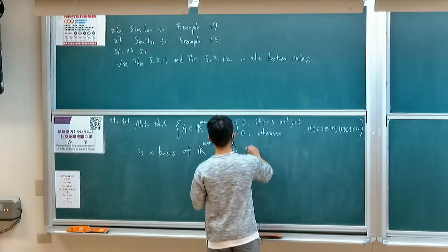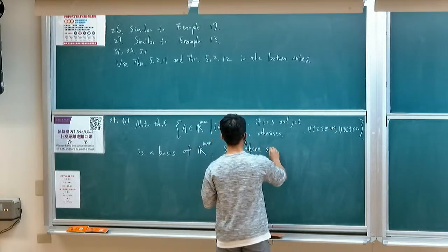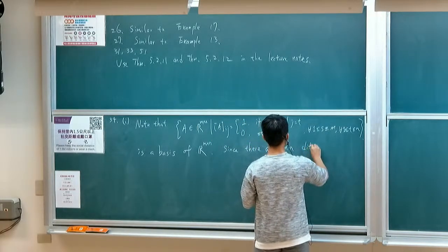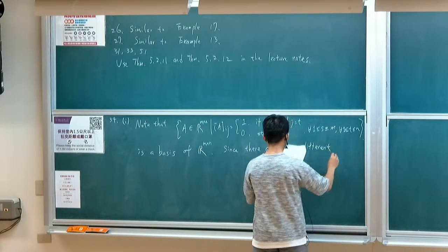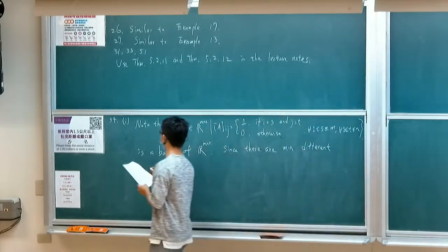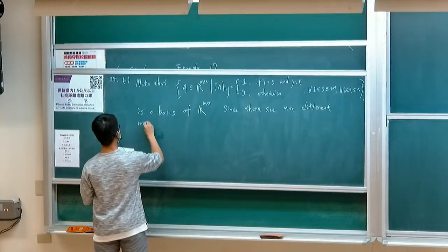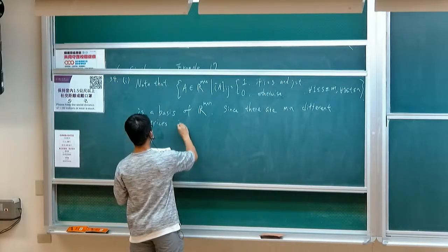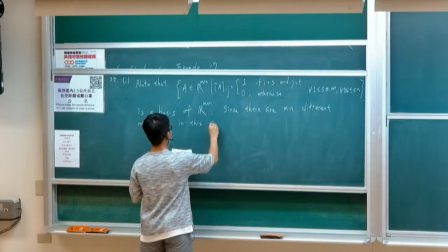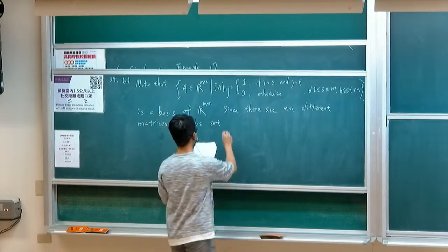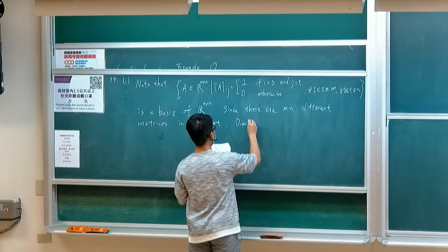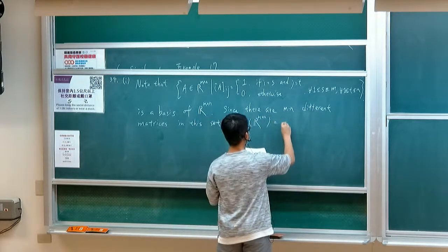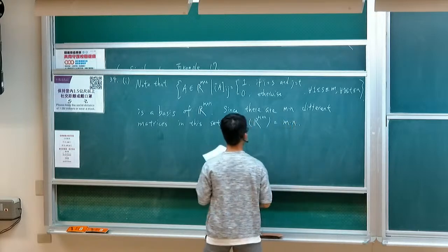This set collects all the matrices such that all entries are 0 except a 1 at some position. Since there are m times n different matrices in this set, the dimension of R^(m by n) is equal to m times n.